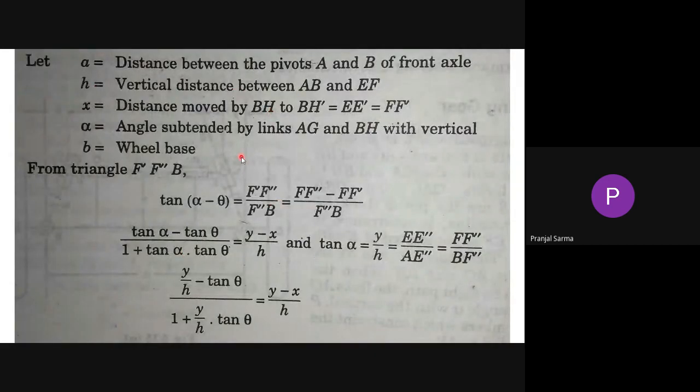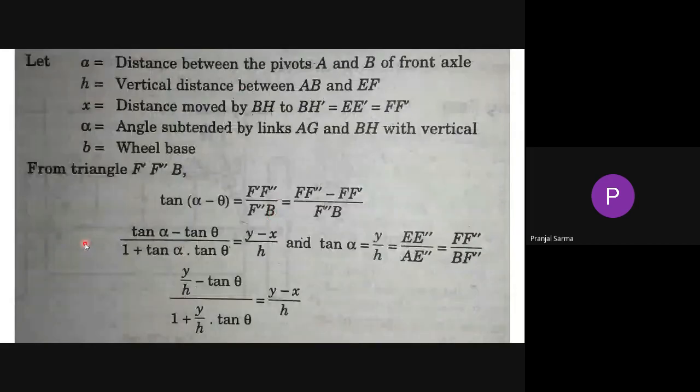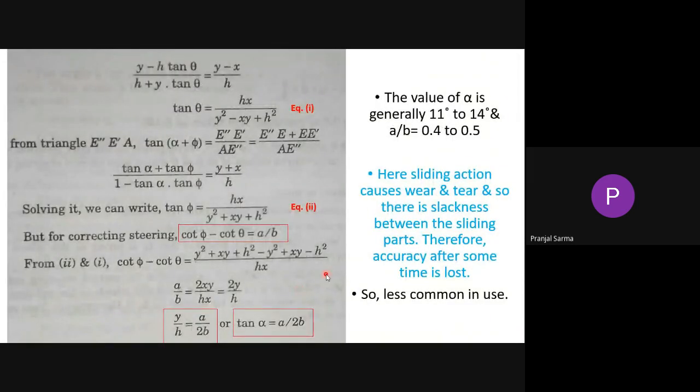If you take the triangle F'F''B and take the tan of this angle, alpha minus theta, that is happening here. So this angle is alpha minus theta. If you take that and do the simplification, you are going to get y by h equal to a by 2b, or ultimately tan alpha is equal to a by 2b.